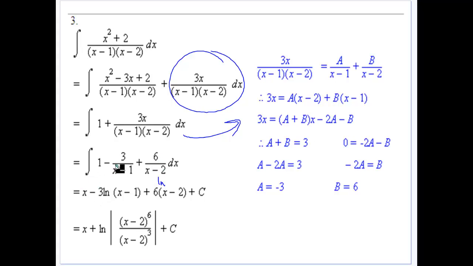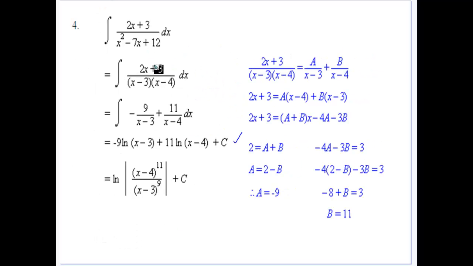Integrate 1 gives us x, integrate 3 on x minus 1 gives us the minus 3 natural log of x minus 1, and 6 on the x minus 2, 6 natural log of x minus 2 when we integrate. Again, we can put our 6 in the power there. Because it's minus 3, we'll put the 3 and divide there by using our log laws.